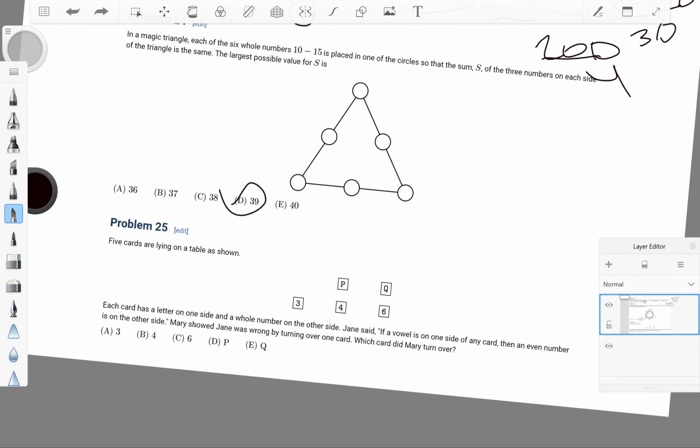Let's use process of elimination on this one. Right? So, let's see. P. P can't work because it's not a vowel. Right? Therefore, if you flip it over, you're going to get any random number. But that won't tell you anything because the problem is asking about vowels. So, P doesn't work, and Q doesn't work. Now, 3, 4, and 6.